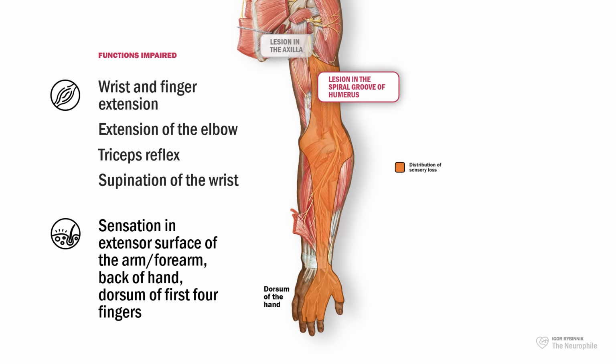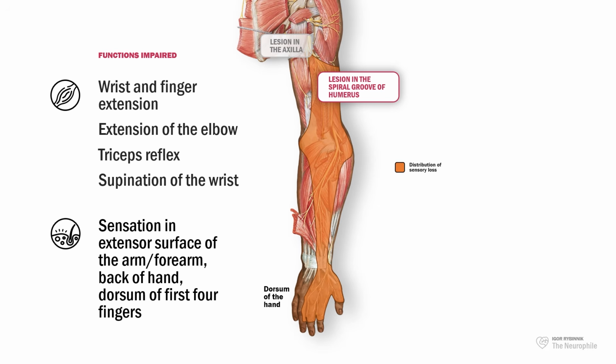Another common location for radial nerve injury is the spiral groove of the humerus. Here, the radial nerve is vulnerable to injury from humeral fracture or prolonged compression by something as mundane as falling asleep with an arm draped over a hard chair back. This is called Saturday night palsy. People fall into deep sleep after a night of partying.